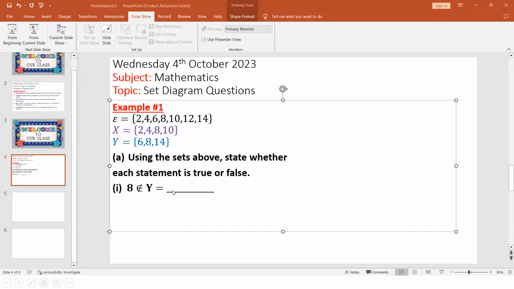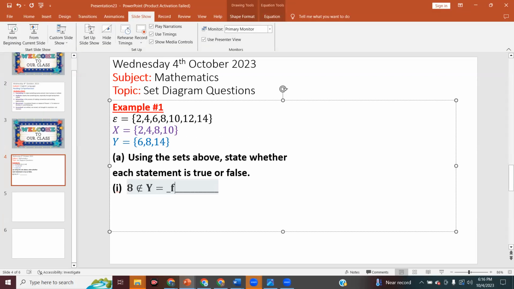Okay, so the answer here is false, because what that statement is saying is that 8 is not a part of Y, but we can see that 8 is a part of Y. So the answer is false.